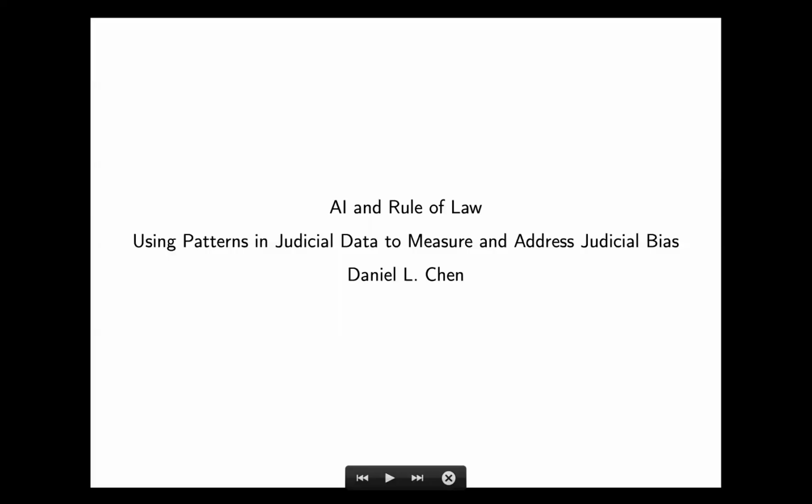So let me thank the organizers for inviting this keynote on AI and rule of law, using patterns in judicial data to measure and address judicial bias. So let me begin with a definition of justice.